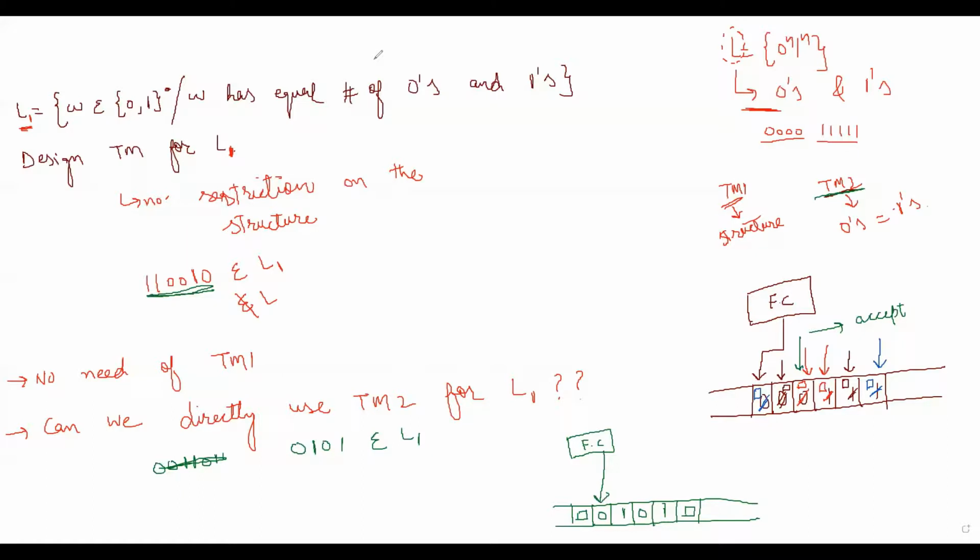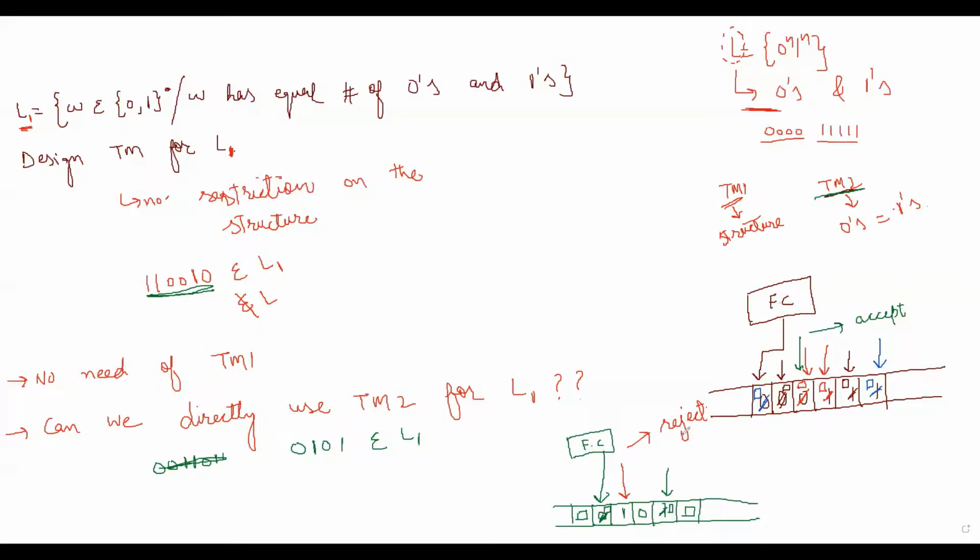So what is the job of TM2? First it will find a 0, and replace it with blank. Then go to the end, find a 1, and replace it with blank. Then go to the initial position. Now it should find a 0 and replace it with blank, but here we don't have a 0. We have a 1. So TM2 will immediately reject this string.